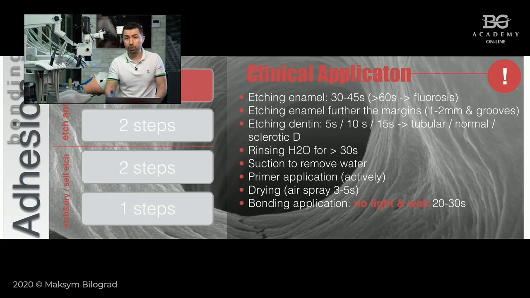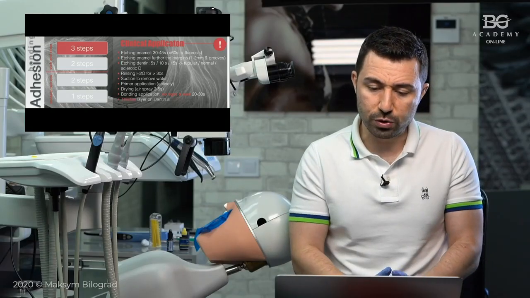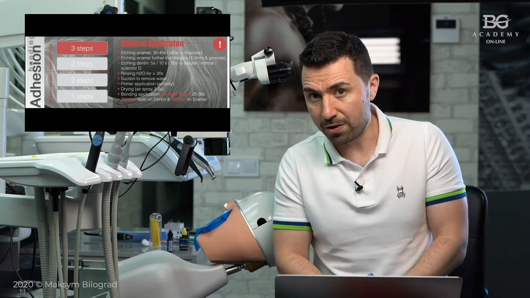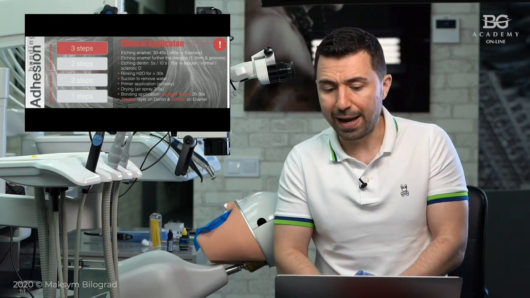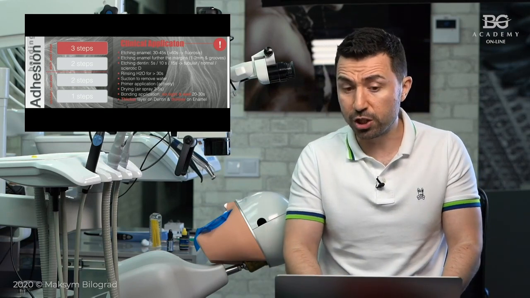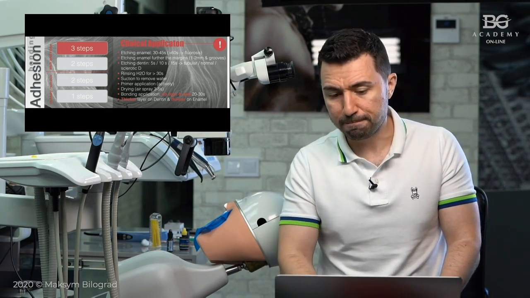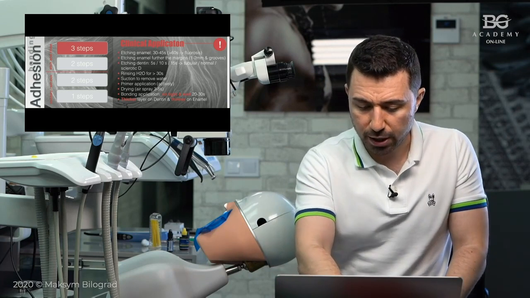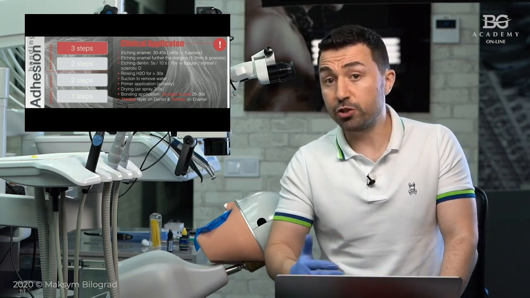We apply it to enamel and to dentin. We wait for 20-30 seconds and then we light cure. So you apply, you wait, and then you light cure. But before light curing, we have to get a thin layer of our bonding on enamel and a thick layer on dentin. And I will show you today how we achieve those conditions. So that is the information about fourth generation.